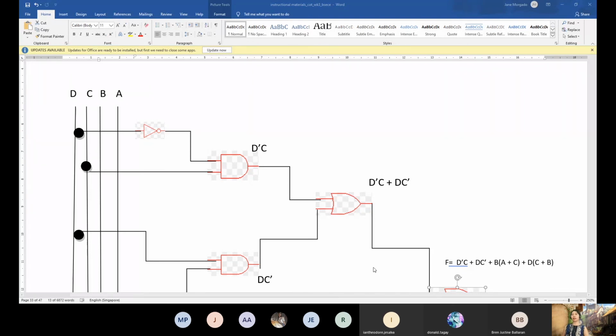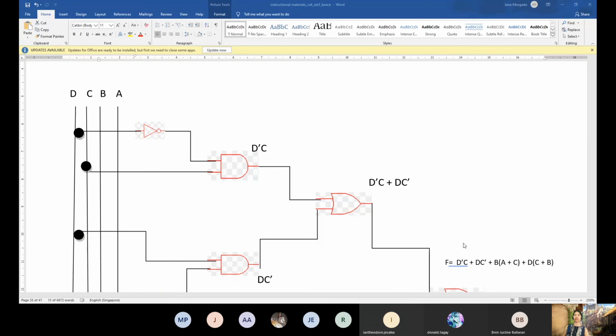What would be next, class? So we have the initial circuitry. What would be next? Aaron, what would be next? What do you think will be next? We have the initial circuitry. What would be next? Universal gate application, ma'am.